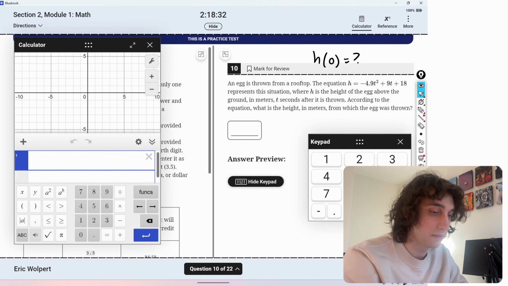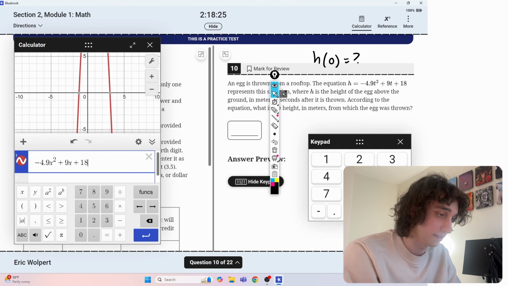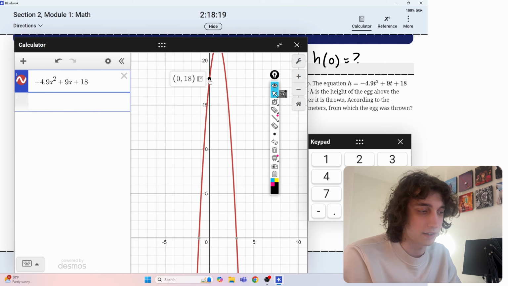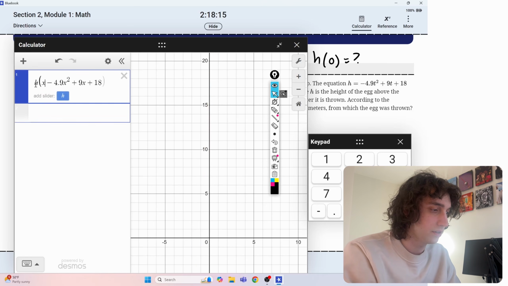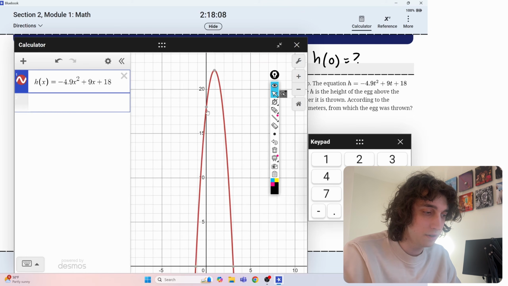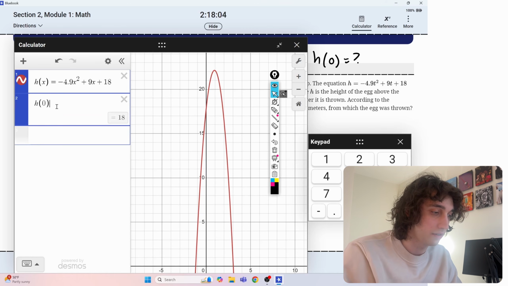We can type in negative 4.9 times x squared plus 9x plus 18 into Desmos, and this will give us our function for h, and we simply select the y-intercept, and that's the correct answer. In this case, it's 18. Another thing you could do is you could turn this into a function, say h of x equals this quadratic, and we want the y-intercept, so sure, you can click on this, but if we're too lazy to do that, you could just type in h of 0 equals 18.